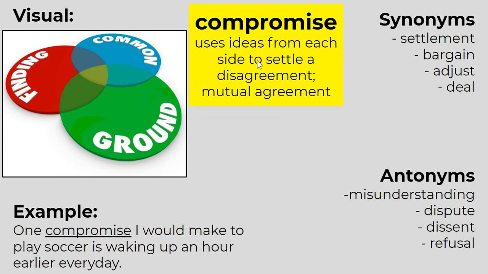Okay. And the last one is compromise. Compromise uses ideas from each side to settle a disagreement, which results in mutual agreement, meaning both sides agree. Synonyms are settlement, to bargain, or a deal. You can think of a compromise as a deal. Okay, a deal that's made between all the opposing sides.